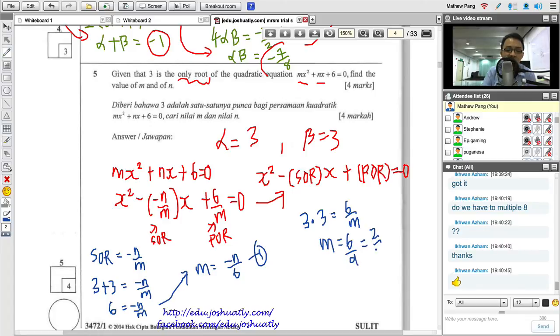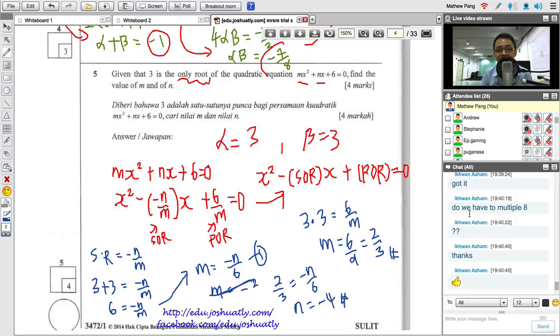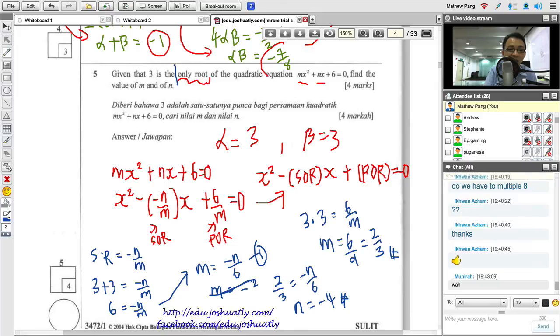Alright, I substitute into number 1. Oops, sorry, substitute wrong place. So 2 over 3 will equal to negative n over 6. So this one, I move here, will be 2 times 2, which is 4. So n equals to negative 4. Alright, this is how we find m and n. So you must understand the keyword here is only root.